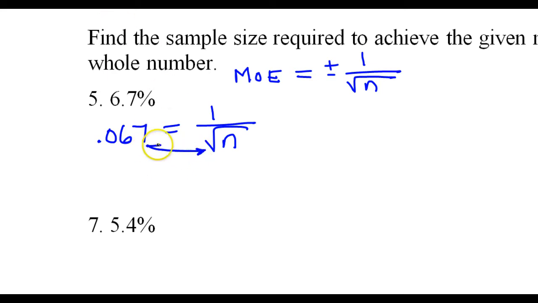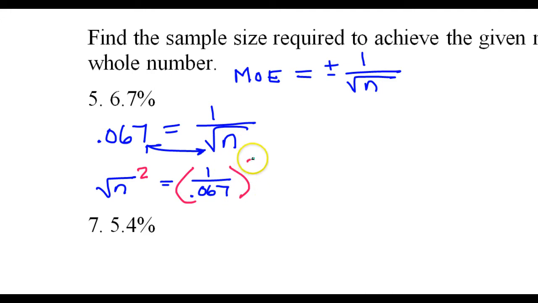When you have a variable in the denominator, remember that I can swap these two quantities with one another. So if I did that right now, that would give me the square root of n is equal to 1 over 0.067. So I want to get n, so what I need to do is get rid of that radical somehow. The way to make the radical go away is to square both sides like this.